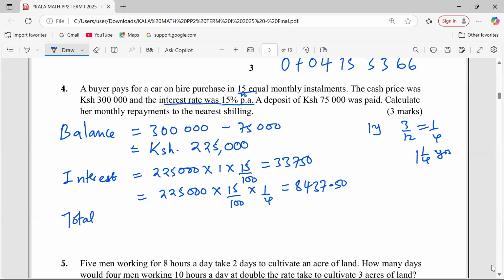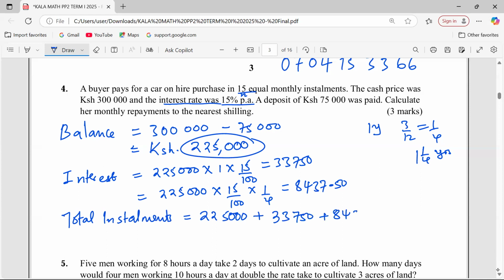So total interest, or total installments paid. Instead of paying this balance, this buyer ended up paying this amount and the interest of 33,750 and also 8,437.50. So this is going to be 225,000 plus 33,750 plus 8,437.50. This is going to be 267,187.50 Kenya shillings. The total installments.